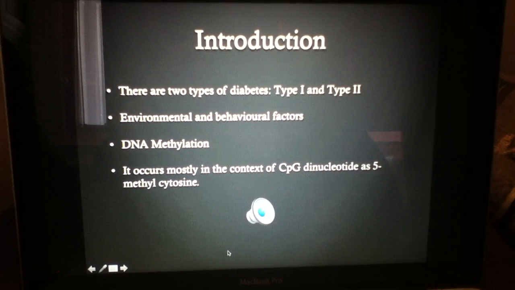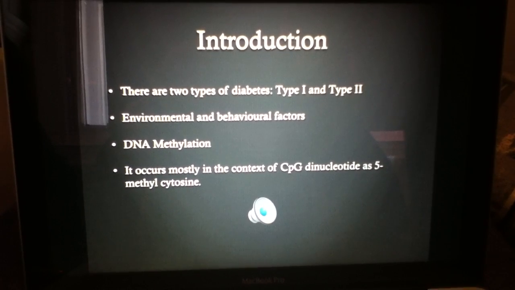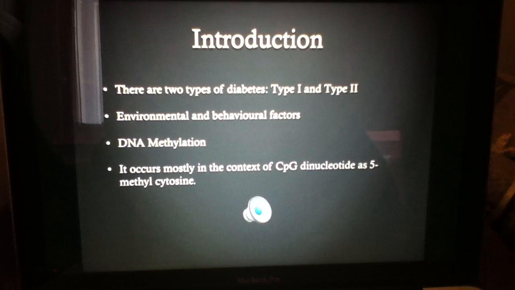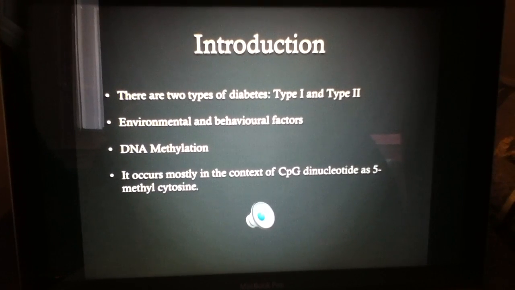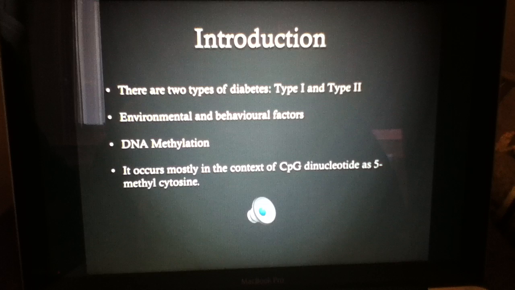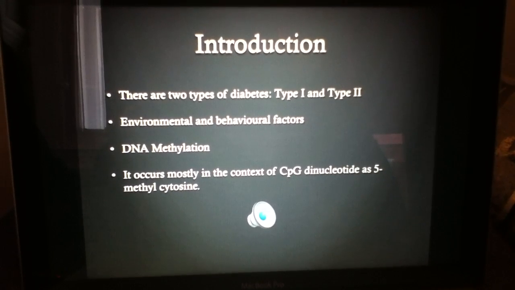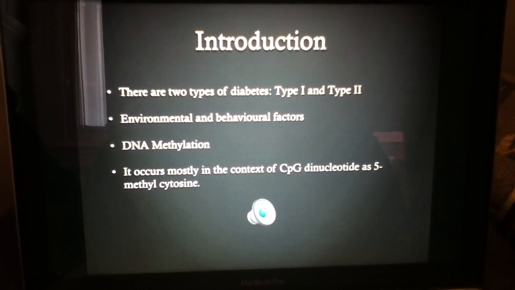There are two types of diabetes, type 1 and type 2, both regulated by pancreatic islets. These play an important role in the development of type 2 diabetes. Environmental and behavioral factors are said to contribute to the cause of type 2 diabetes in addition to genetic predisposition.